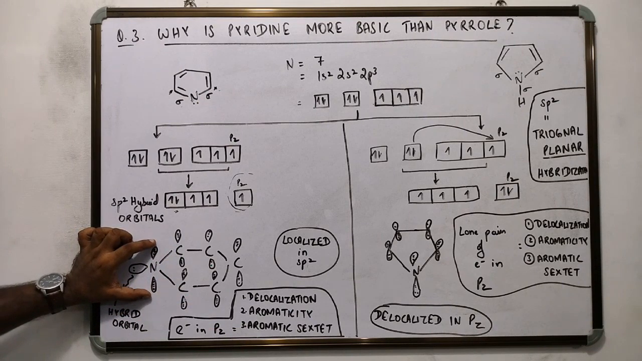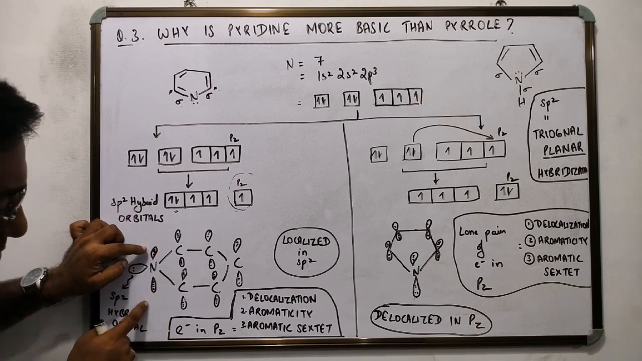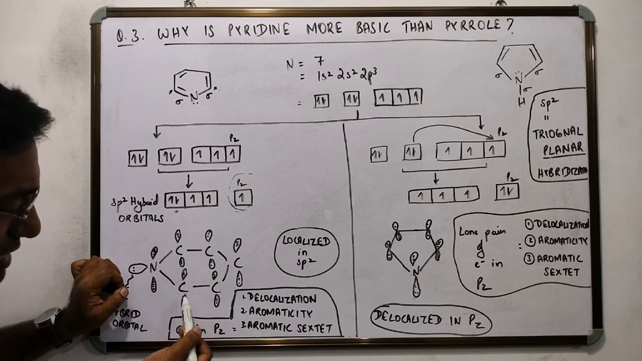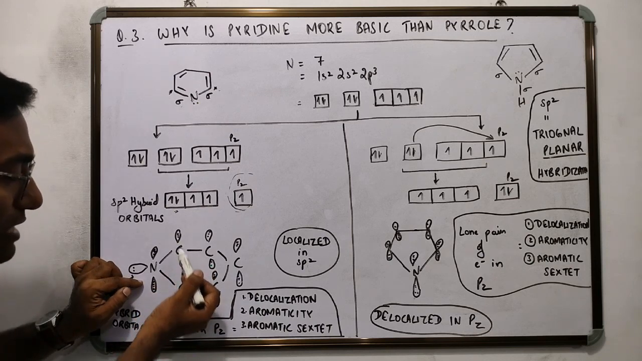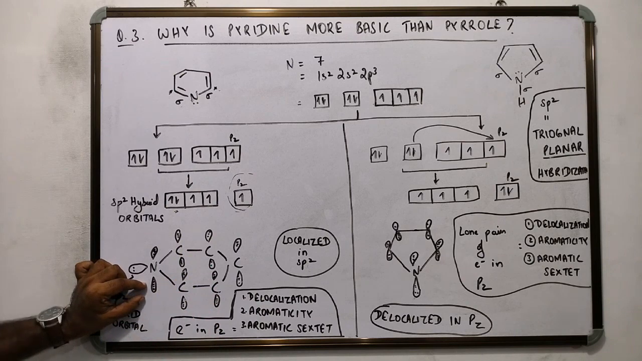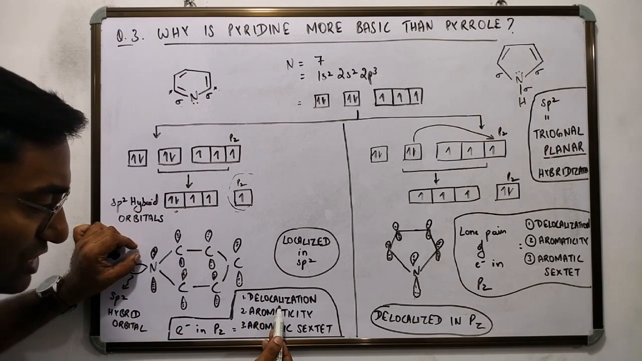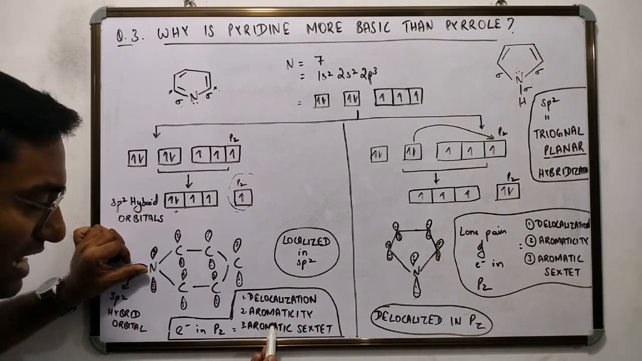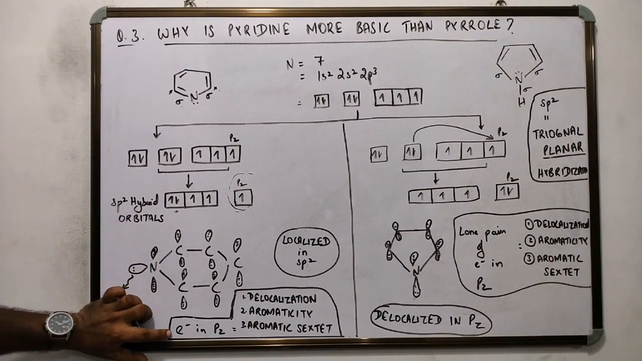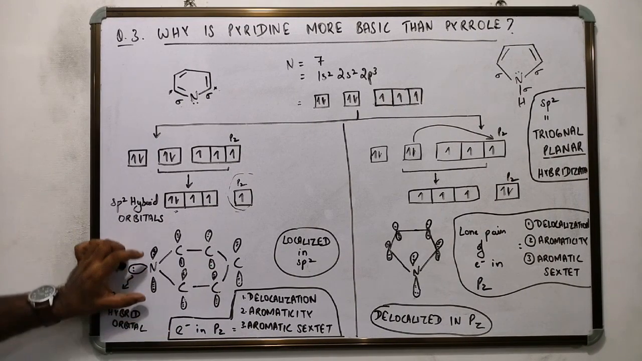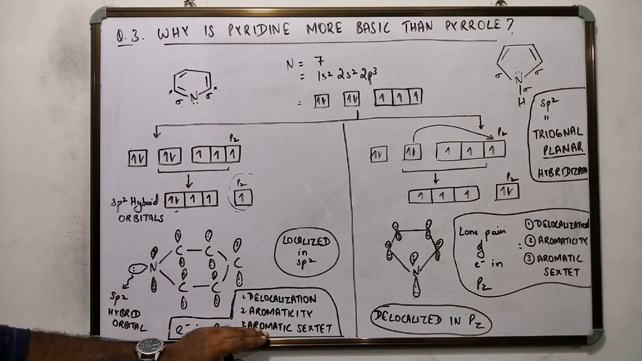This pz orbital, which is unhybridized, is now free to have lateral overlap with the unhybridized pz orbitals of the sp2 carbon atoms on either side, and that results in delocalization, aromaticity, and an aromatic sextet. That is, it is the electron in the pz orbitals that contribute to all these.